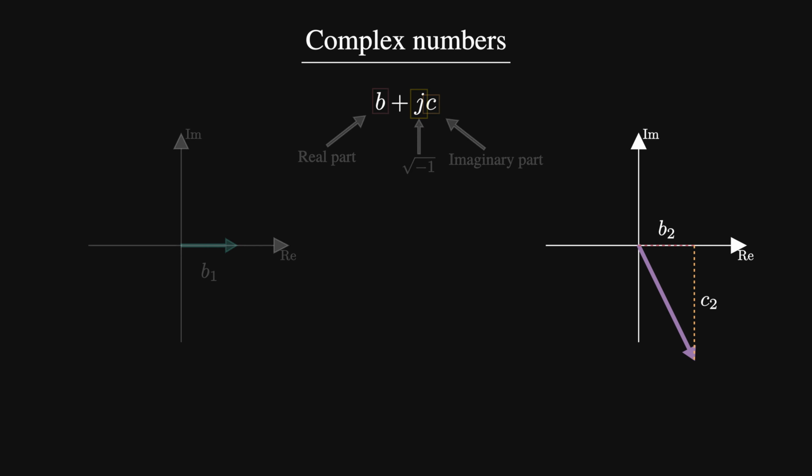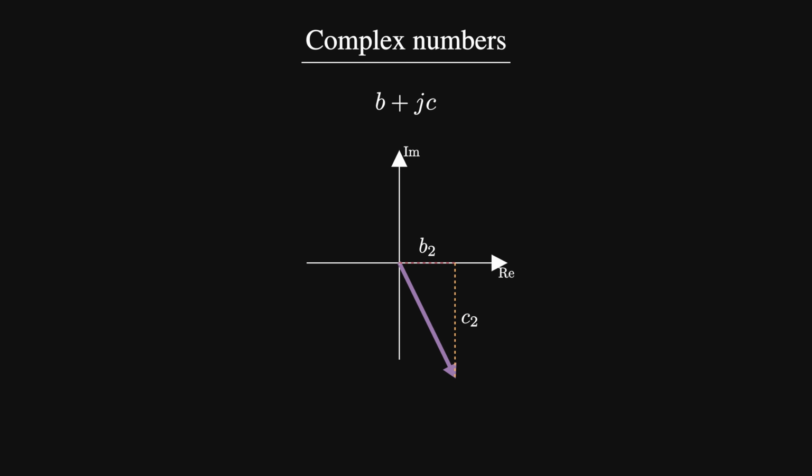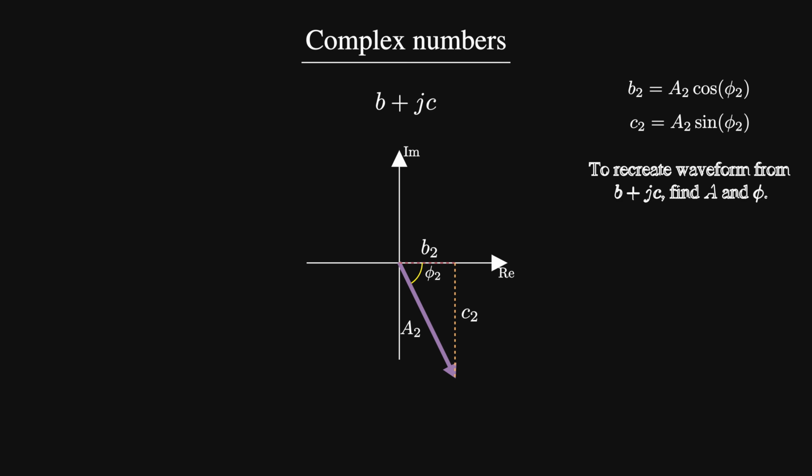The real and imaginary parts relate to the amplitude and phase shift in a very simple way. The real part is simply a times cos phi, while the imaginary part is simply a times sine phi. If we wanted to convert a complex number back to its sinusoidal waveform, we just need to find the magnitude and the angle. The magnitude is simply the square root of the real part squared plus the imaginary part squared, and the angle is simply tan to the -1 of the imaginary part over the real part. You can easily derive these results yourself using our previous relations if you're not convinced.